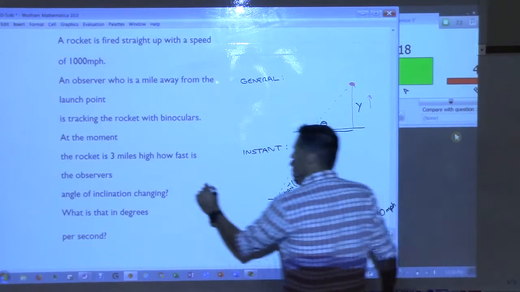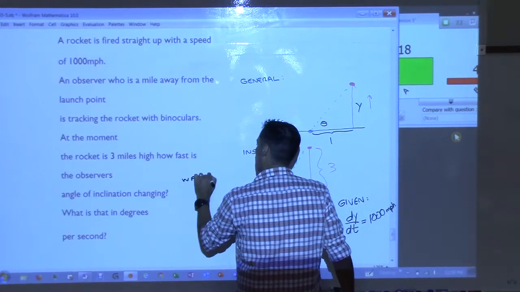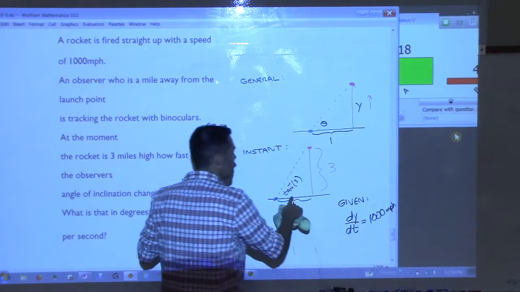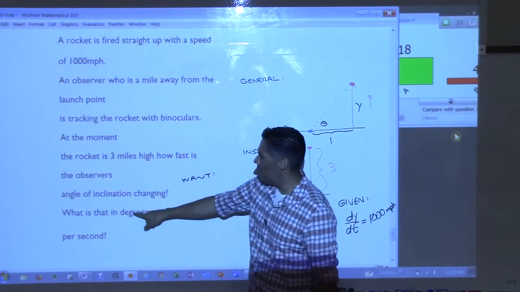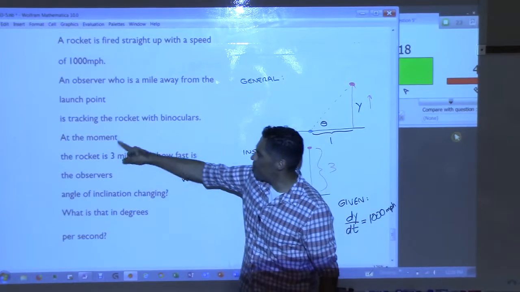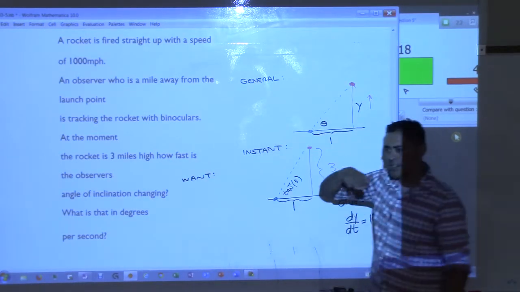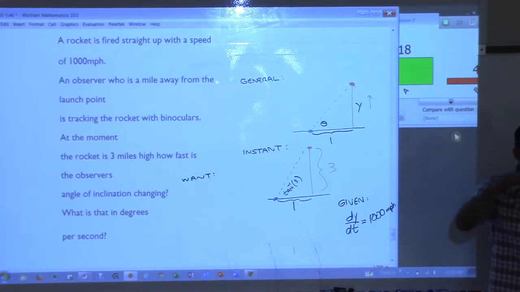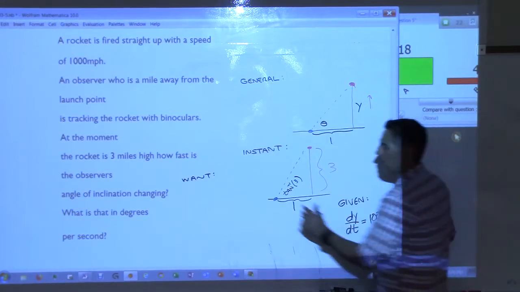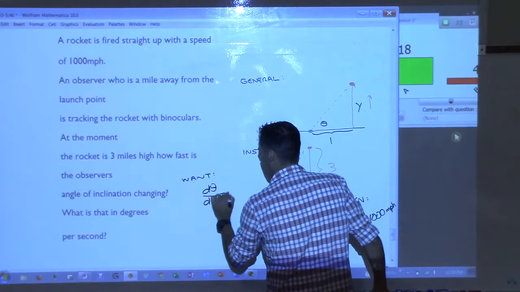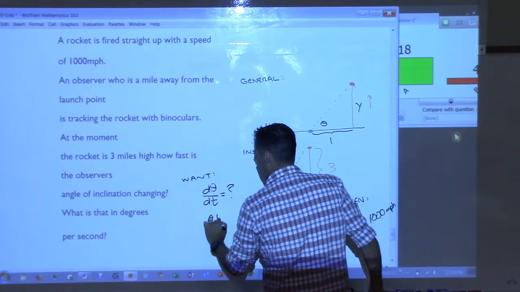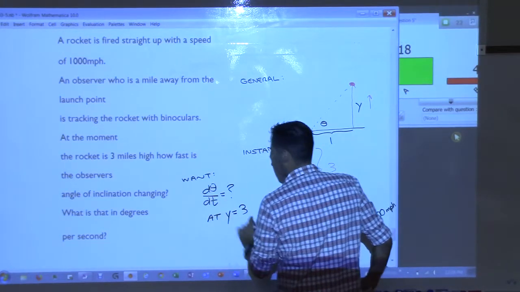So what do we want? We want, not theta, the rate at which theta is changing, right? Because it says, at the moment the rocket is 3 miles high, how fast is the observer's angle of inclination changing? We want to know d theta dt at exactly the moment that y is 3.